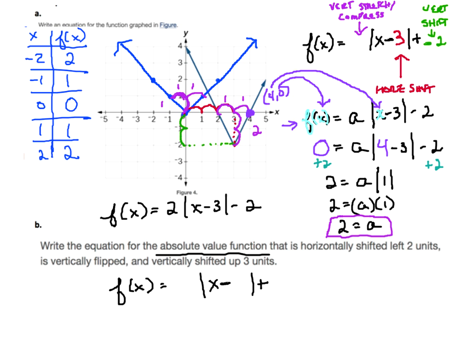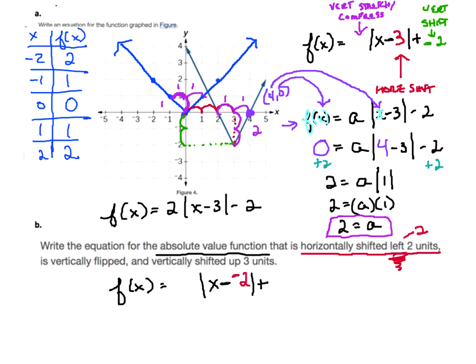All right. So it is horizontally shifted left 2 units. Now, you have to remember horizontal is on the inside because that is the x variable, and vertically is always on the outside of the function. So that's going to happen outside of the absolute value sign. Horizontally shifted left 2 units. Well, left 2 says minus 2. So x minus negative 2 to shift it left.